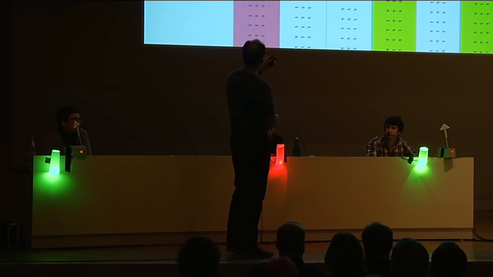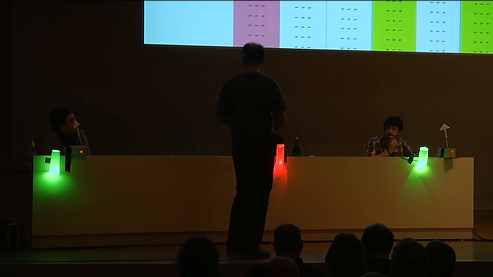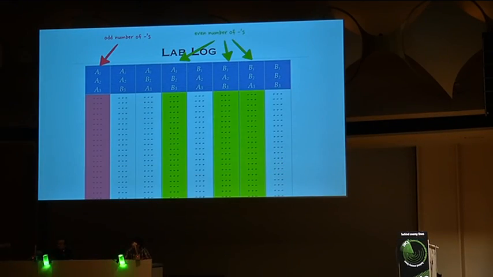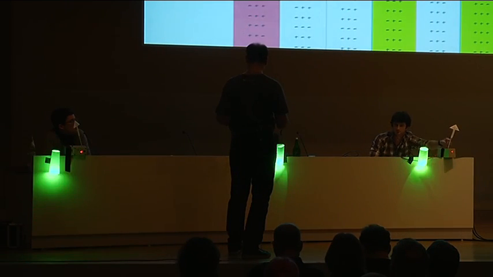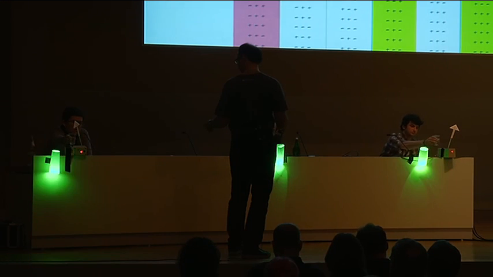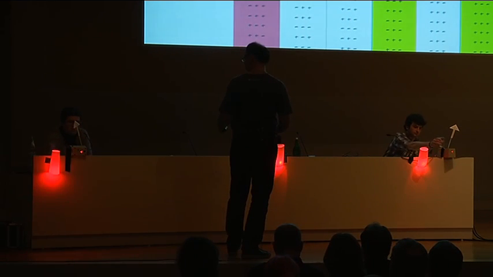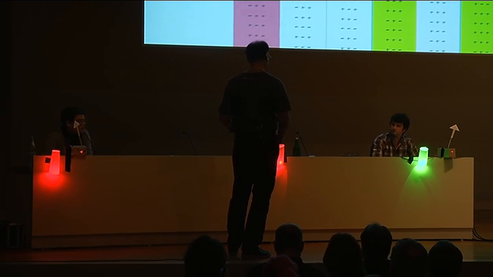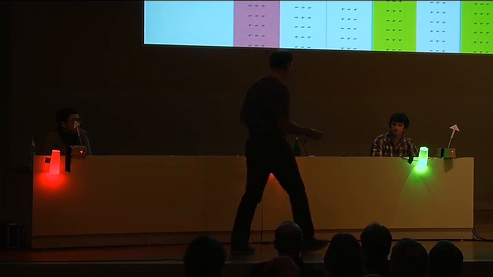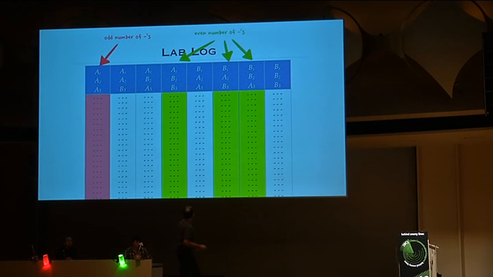Okay? And then these three green columns, these are the columns with one A and two Bs. So maybe two of you switch. So now we have one A and two Bs, and we measure again. Now we should have an even number of red lights. So zero is an even number. And one more. And two is also an even number of red lights. So the real experiment does indeed what I promised to you.